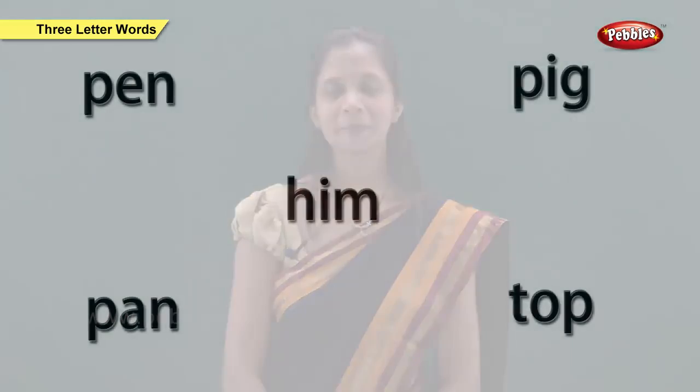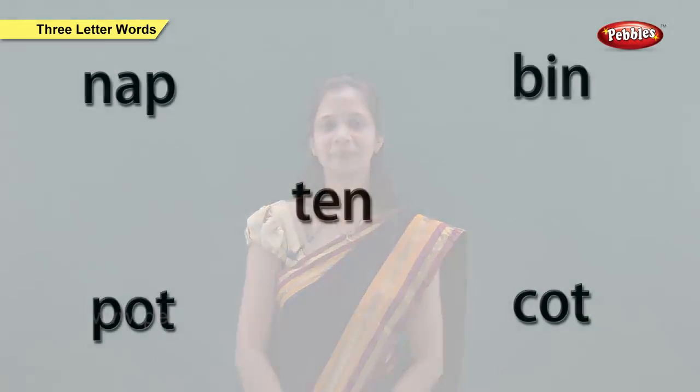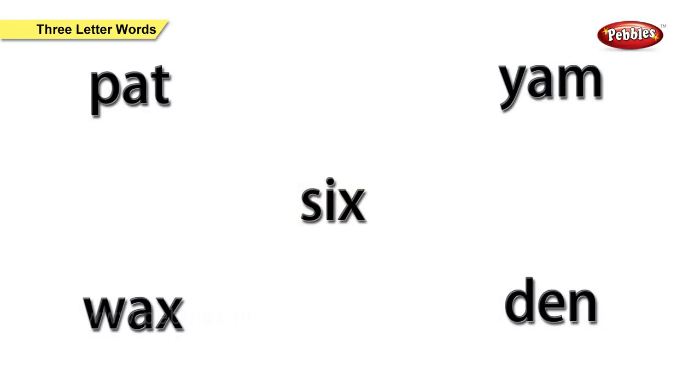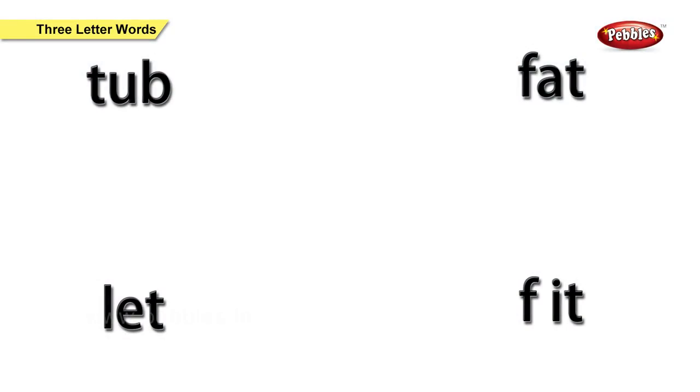You have to find out the words having the sound E. Here is your first set. The answer is pen. The word is ten. The next one. The word is den. Next. The word is let, L-E-T.